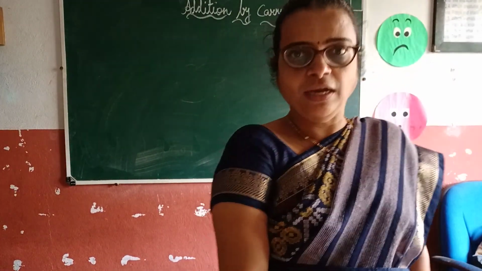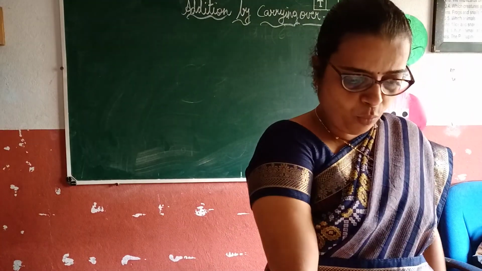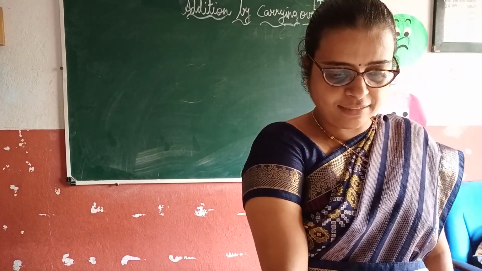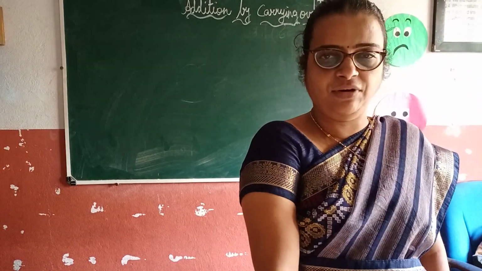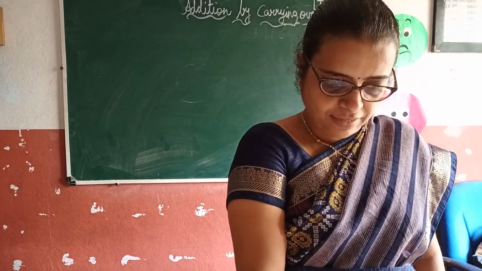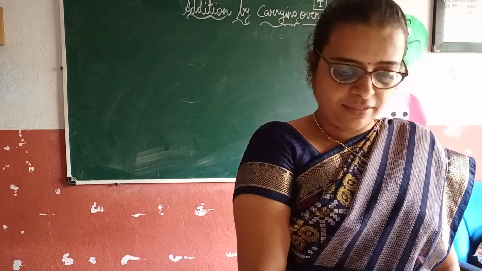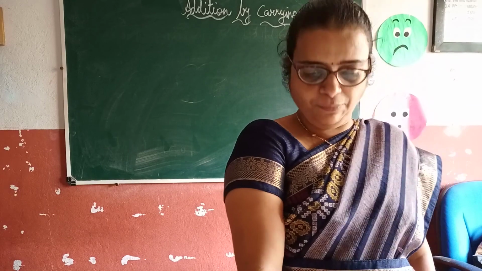Salma has altogether 7 strings of tens, and here are the single bits. Altogether how many is here? 1, 2, 3, 4, 5, 6, 7. So it means 10, 20, 30, 40, 50, 60, 70. 70 plus 1, 2, 3, 4, 5, 6, 7. So 70 plus 7, it is altogether 77 bits.